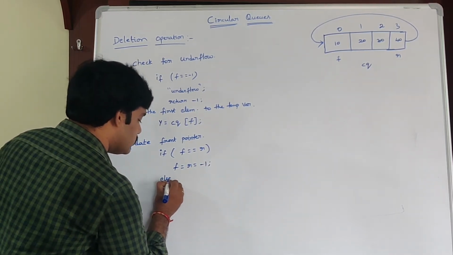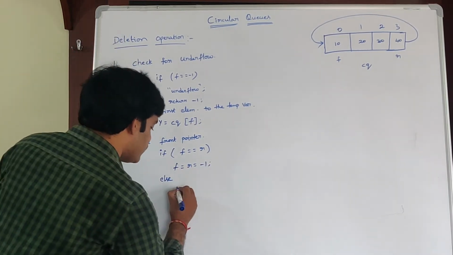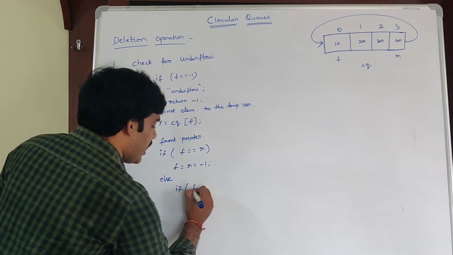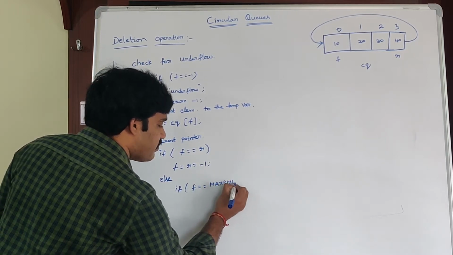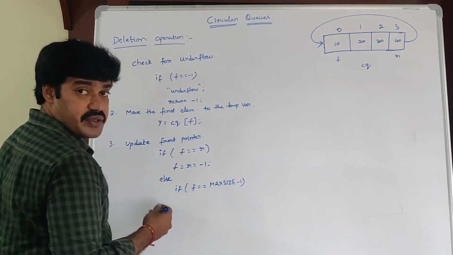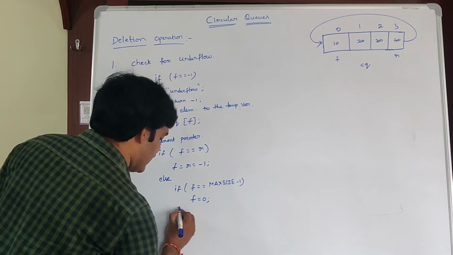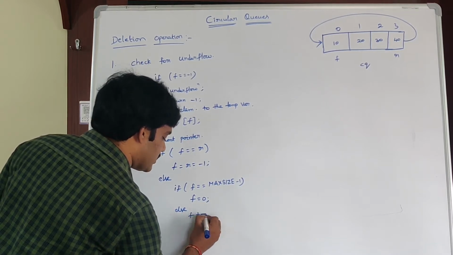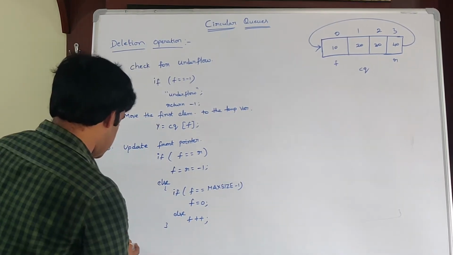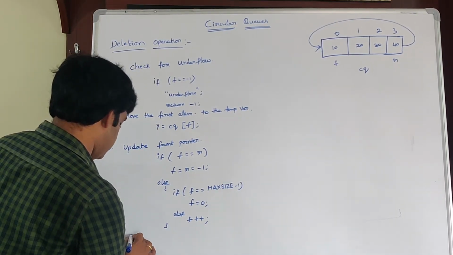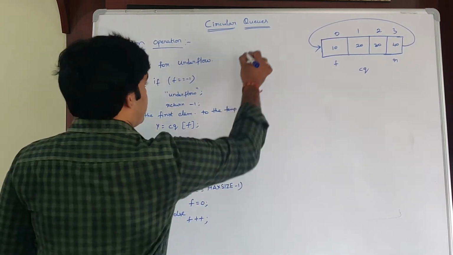Else, if F is not equal to R, then check if F reaches max size -1 or not. If F reaches max size -1, then reset that one to 0. Else F plus plus. Next, return the value. Return y.